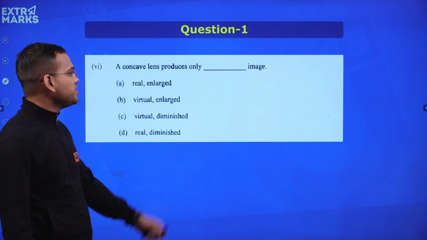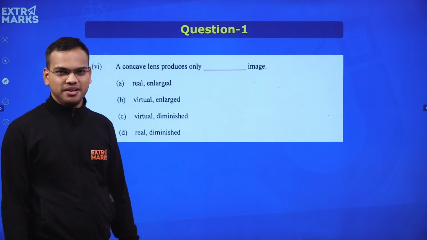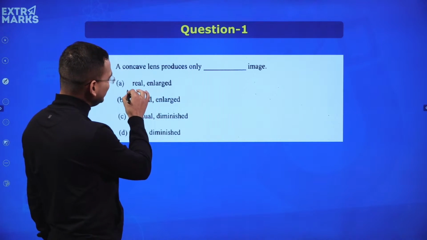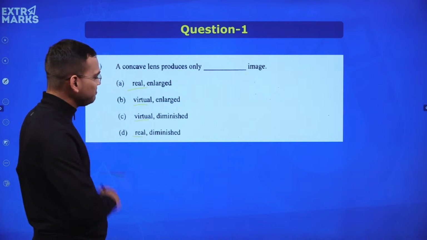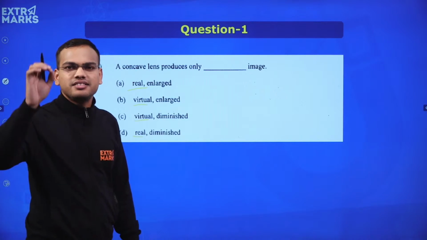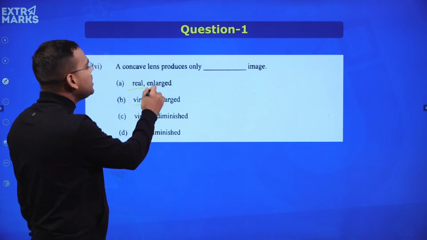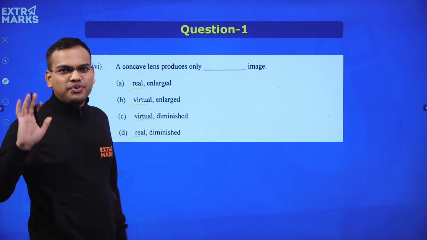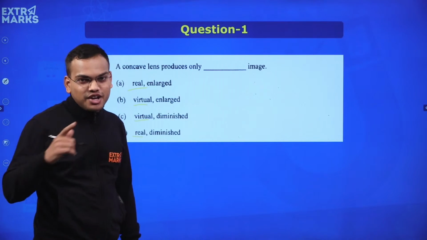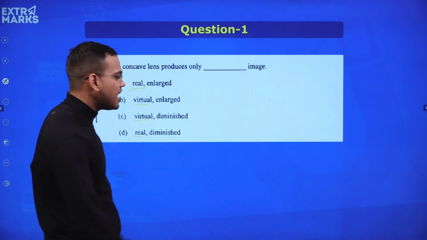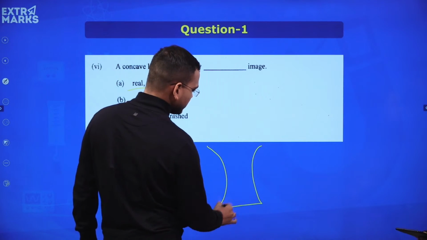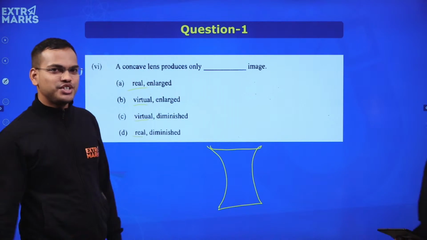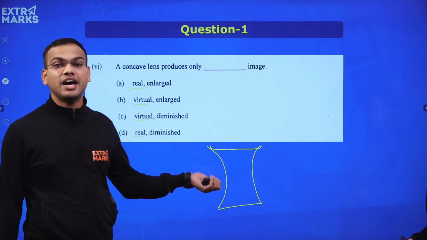Now let's come to the next question. A concave lens produces only. Now the options are real, virtual, real. Even if you know the answer is real or virtual, you are able to eliminate two options, right? Now concave lens. First of all, tell me, are concave lenses converging lenses or diverging lenses? Understand? Concave lenses are diverging lenses.